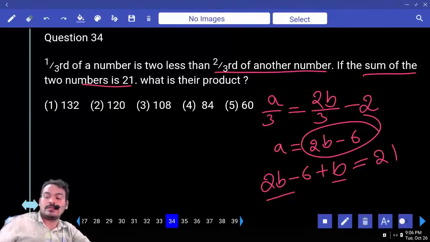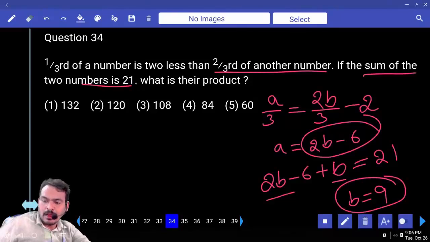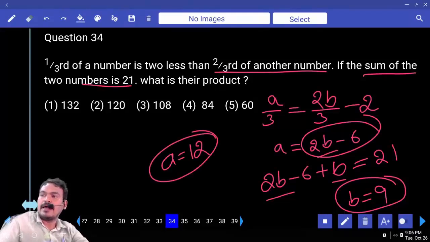3B equal to 27 means the B value is 9, or not? B value is 9. Then the A value: 2 nines are how much? 18. 18 minus 6. Then A equals how much? 12, or not? A value is 12 and B value is 9. We required the product. What is the answer? 108.